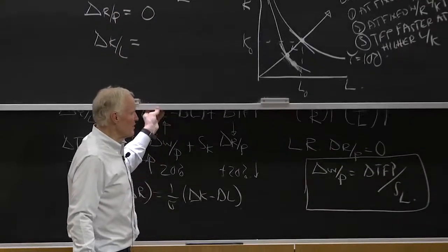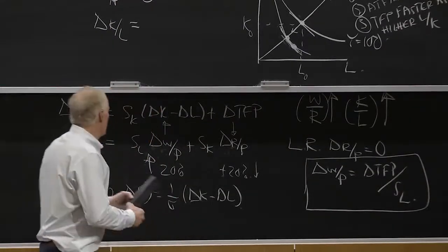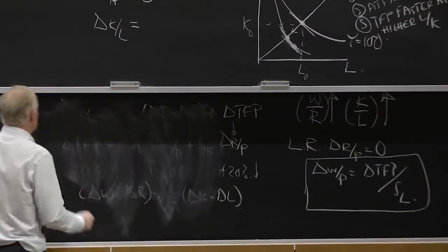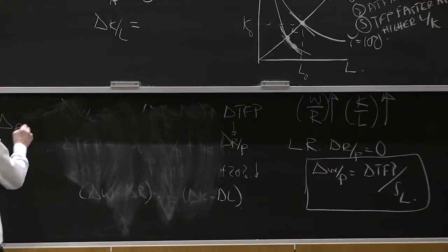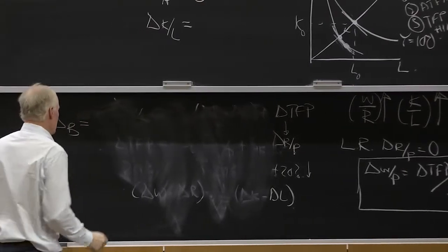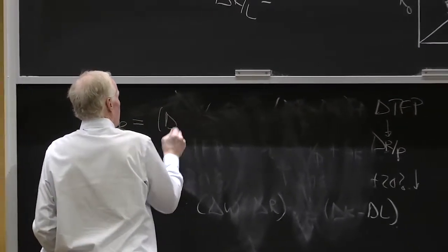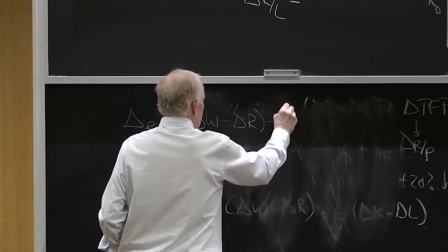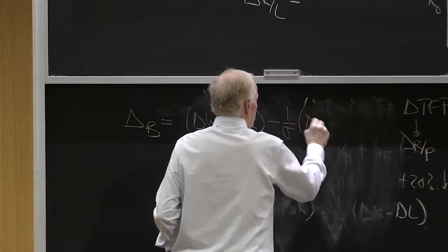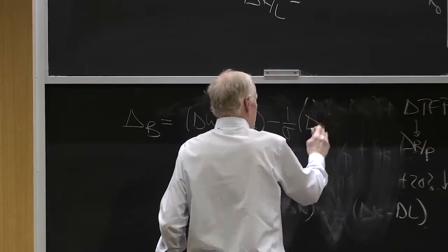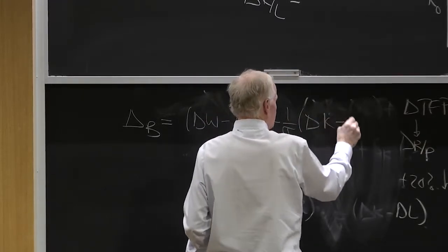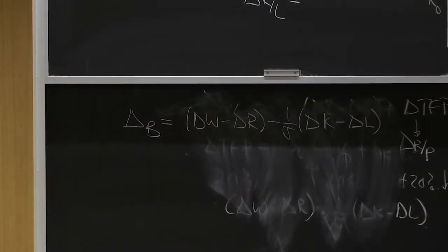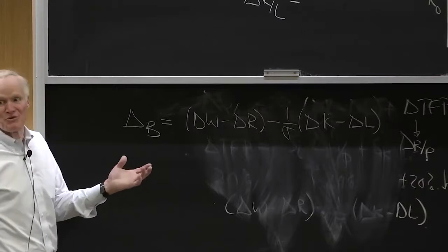How do we measure technical bias? Well, one simple way is just delta B equals delta W minus delta R minus 1 over sigma times delta Y, delta K minus delta L. Okay?